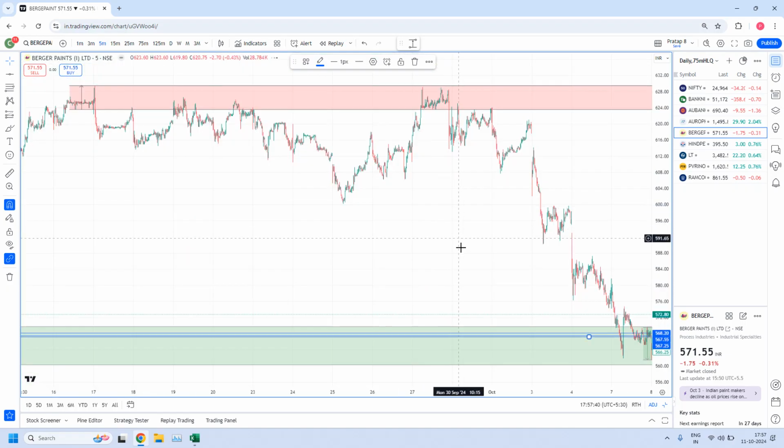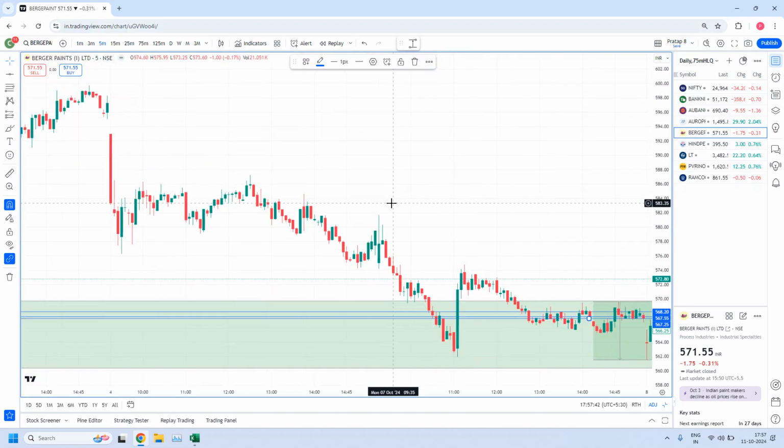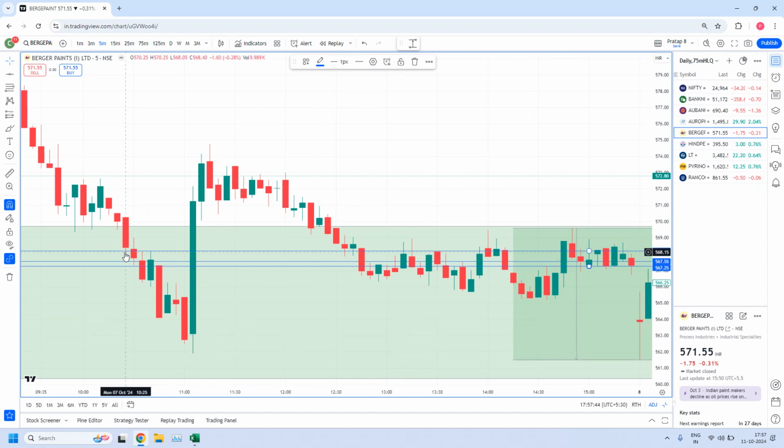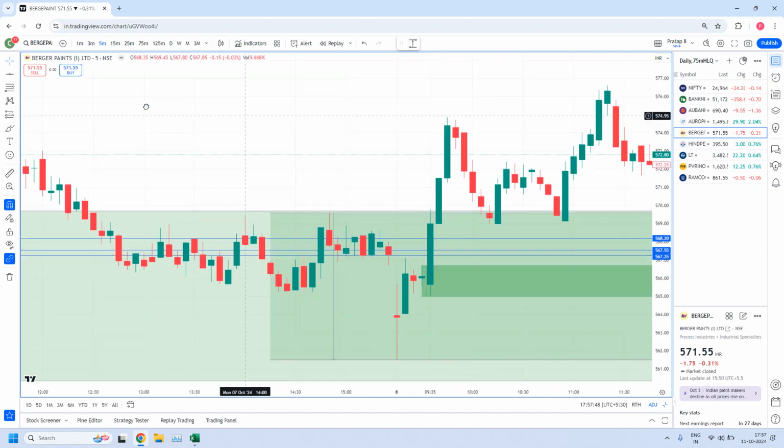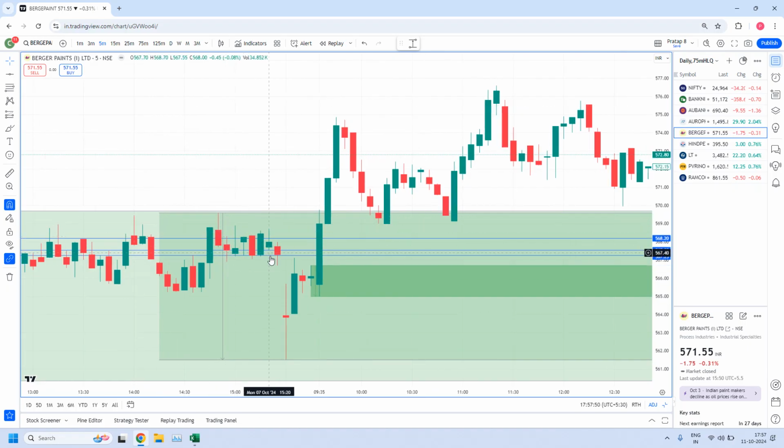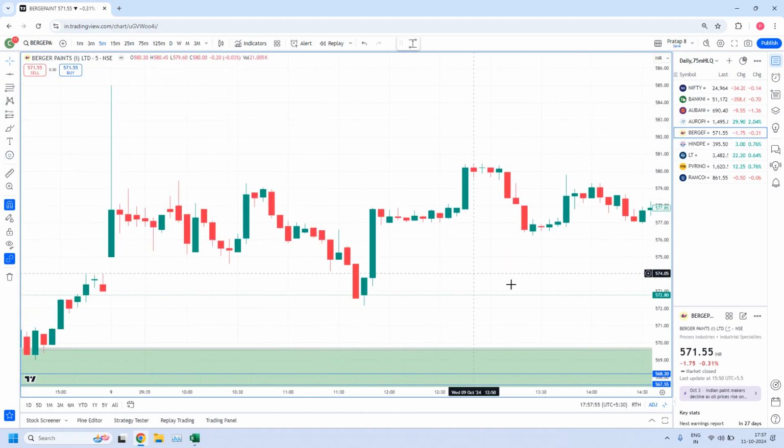Now let's move on to the 5 minutes time frame. And whatever blue color lines I have drawn, they are the lower lows at 1 minute time frame. Before reaching, that is today's price action. Let's go.